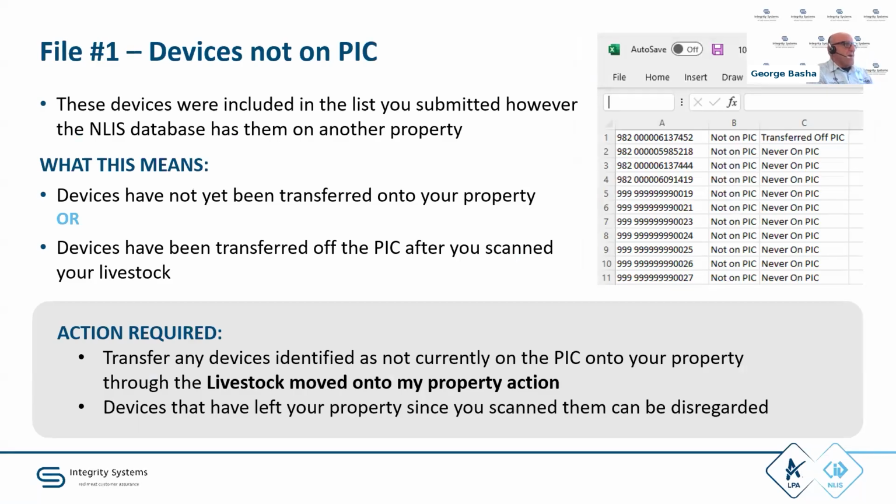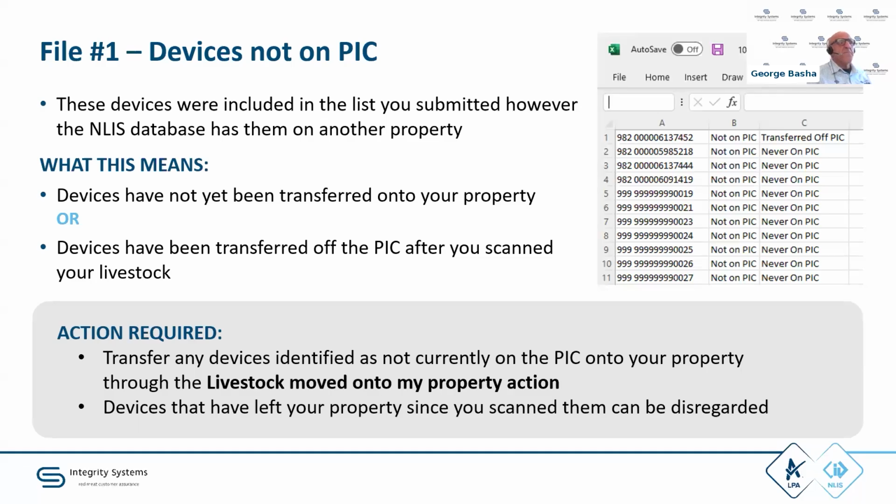So for the devices that are not on your PIC, these devices were included in the list you submitted. However, the NLIS has them somewhere else, has them on another property. So what does that mean? It means you have to transfer them onto your property, or, like I said, you can ignore them if you know they've moved off recently. So if there's 10 animals there and you know you sold 10 animals to the sale yard or to the abattoir, the system will actually show to you. And if we look on the right-hand side, it says transferred off PIC. So you know they were on your property, but they've been transferred recently.